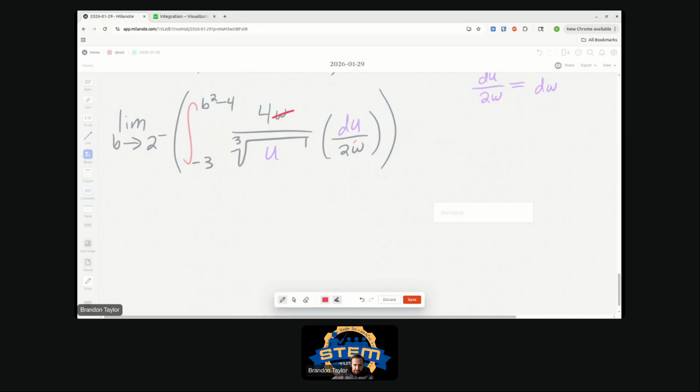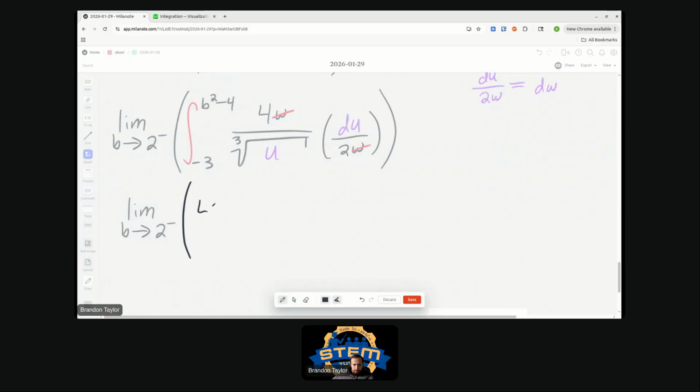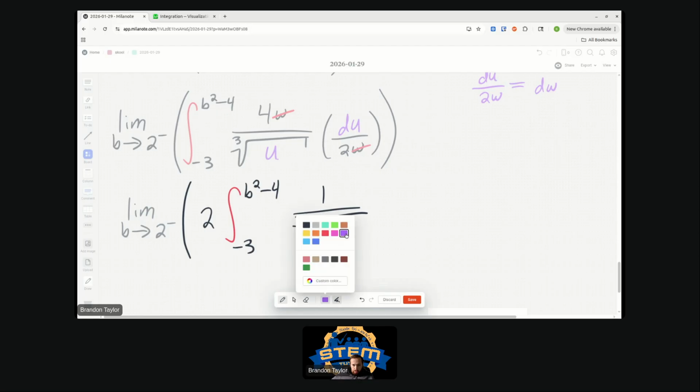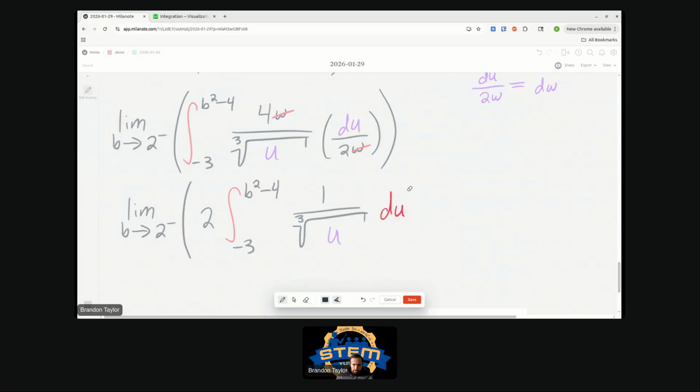And then here, this better happen. If the w's don't cancel, that's a problem. We need them to cancel. And then after that, we have something that's actually completely doable. So we have to be careful: we have a 4 over 2, so we're actually going to end up with 2 on the outside. Negative 3 to b squared minus 4, 1 over the cube root of u, and then du, like that. All right, let me tweak that slightly.